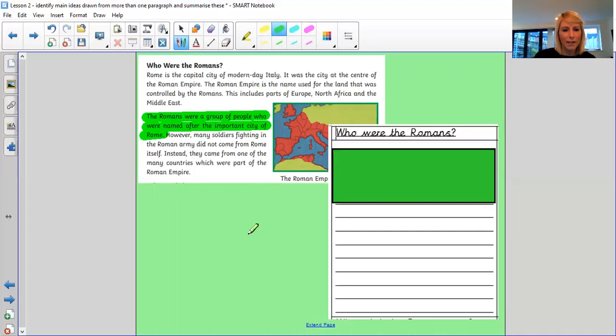Now, however, many soldiers fighting in the Roman army did not come from Rome itself. Instead, they came from one of the many countries which were part of the Roman Empire. So that is important, but I think I could probably write it in a shorter way, couldn't I? I'm going to just highlight many soldiers did not come from Rome. They came from one of many countries which were part of the Roman Empire. Okay, so try and just cut down some of that detail.